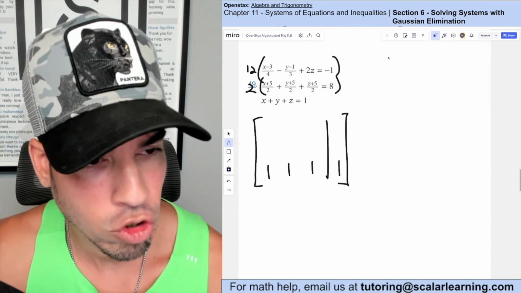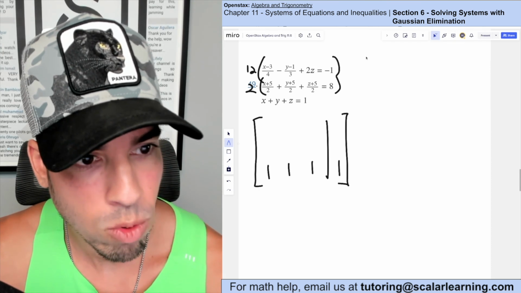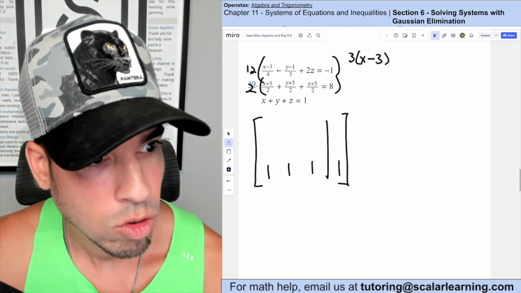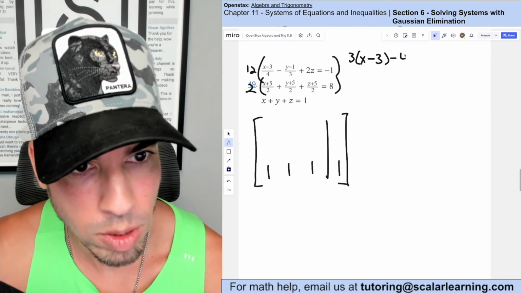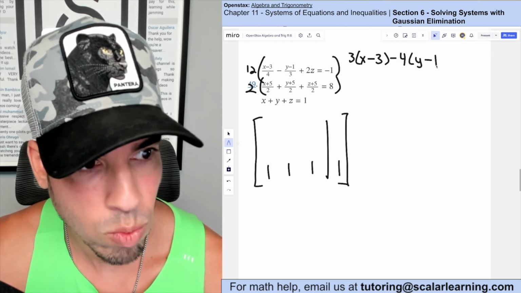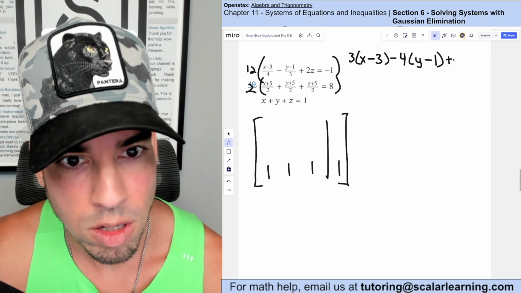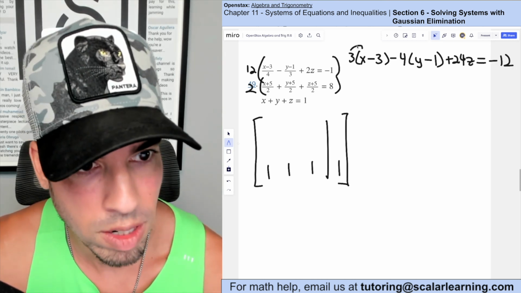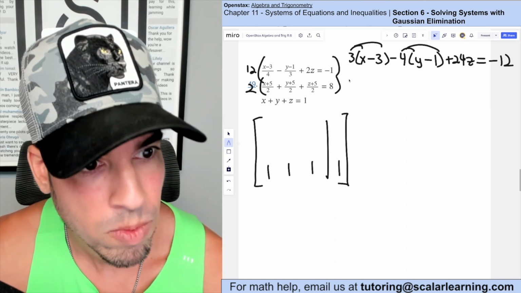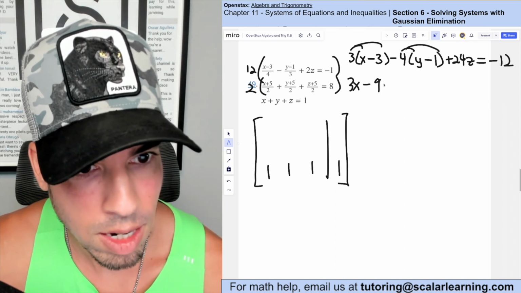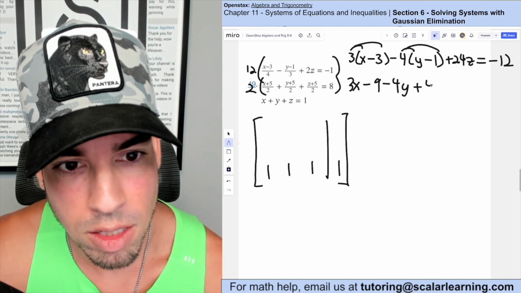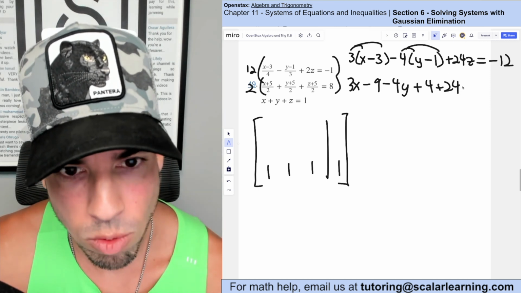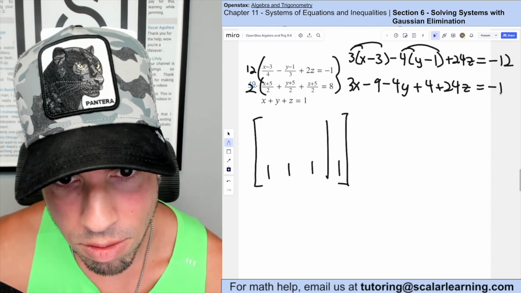So 12 distributing that. We say 12 divided by 4 is 3. So we got 3 times x minus 3. 12 divided by 3 is 4. So we got minus 4 times y minus 1. 12 times 2 is 24z is equal to negative 12. Let's simplify. Distribute, distribute, distribute, distribute. 3x minus 9 minus 4y plus 4. Don't forget the negatives. Distribute and cancel out. Plus 24z is equal to negative 12.